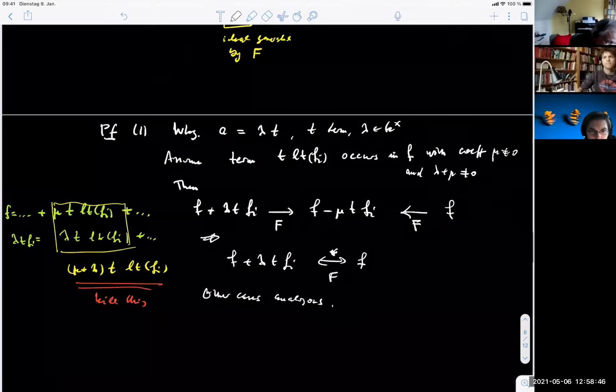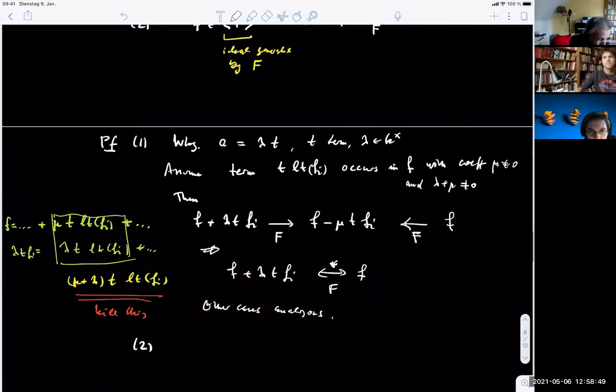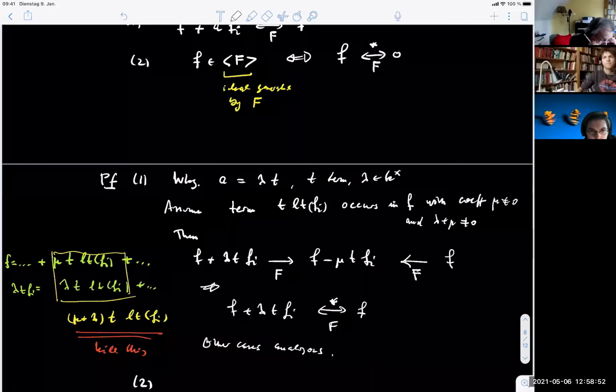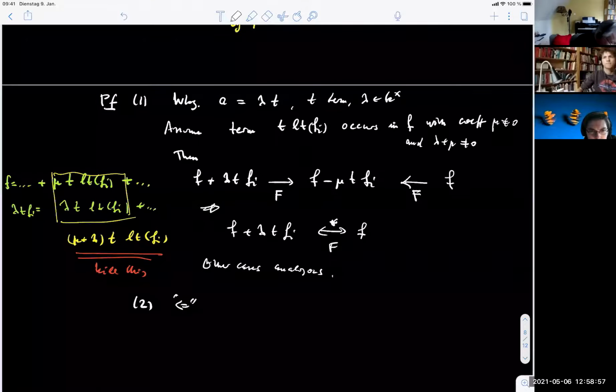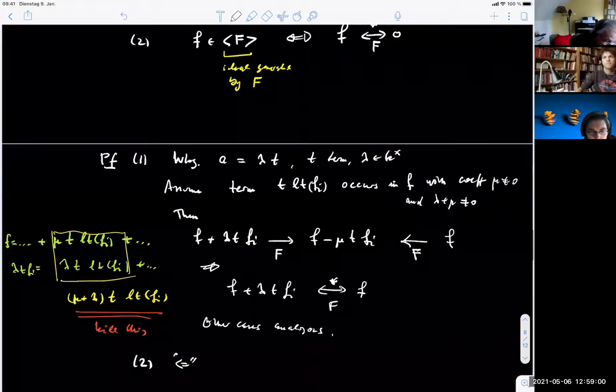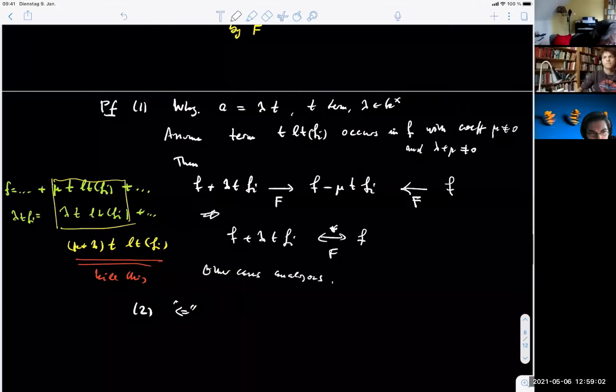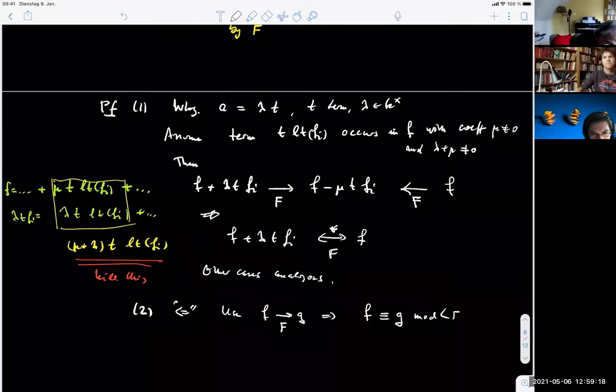And the second one. What is the second one? F is in the ideal if and only if it reduces to 0. One direction is very simple, because I just use this. If F reduces to G modulo F, then I always know that F and G are congruent modulo the ideal generated by F. Actually, this is very important, so maybe I should have emphasized it more clearly.